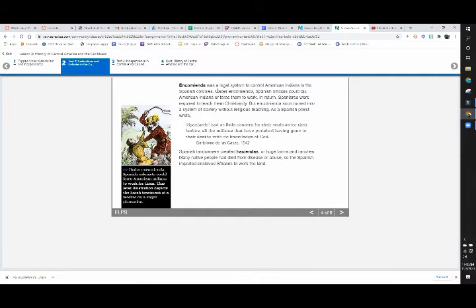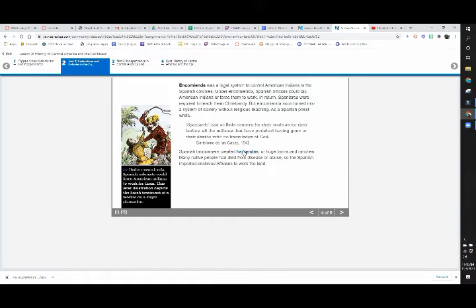So the encomienda was a legal system to control American Indians in the Spanish colonies. Under the encomienda, Spanish officials could tax American Indians or force them to work. In return, Spaniards were required to teach them Christianity, but encomienda soon turned into a system of slavery without religious teaching, as a Spanish priest wrote: Spaniards had as little concern for their souls as for their bodies. All the millions that have perished have gone to their deaths with no knowledge of God.